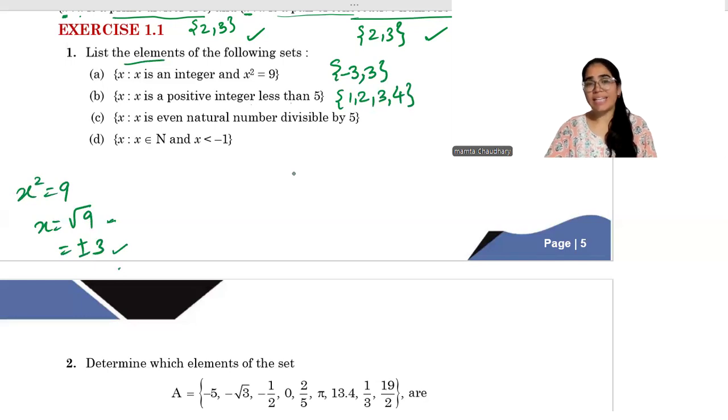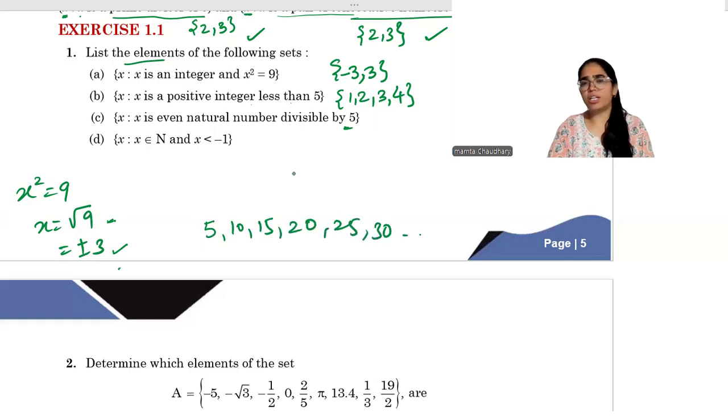Next, x is an even natural number divisible by 5. The numbers divisible by 5 are 5, 10, 15, 20, 25, 30 and so on. But here it is given even, so we have to take even numbers. 5 is odd, 15 is odd, 25 is odd, so we will not write these. We will write 10, 20, 30, 40 like that. And like that you can write many numbers.